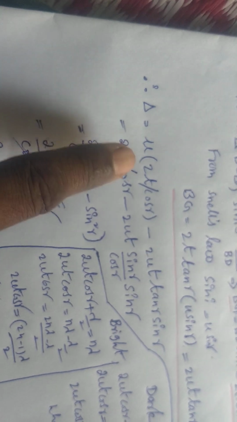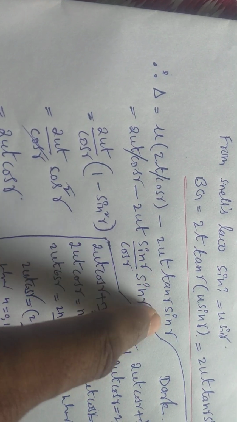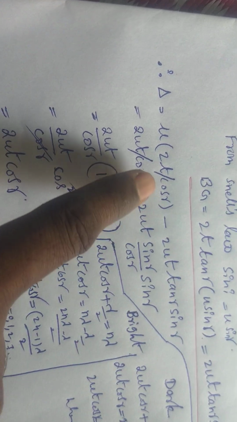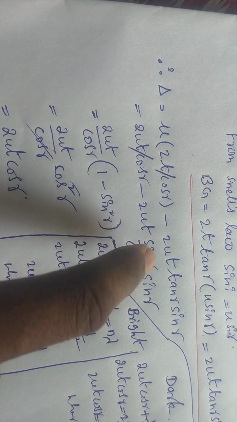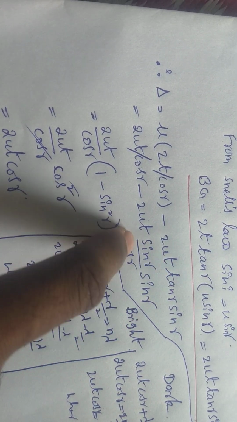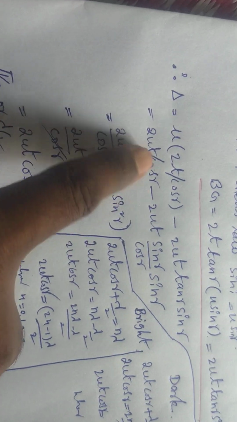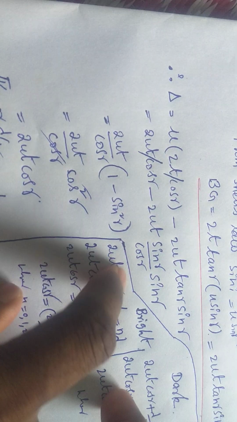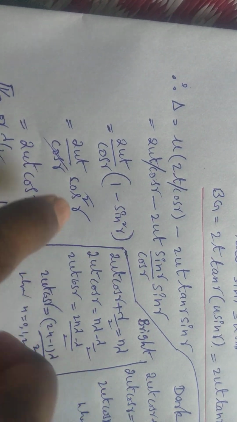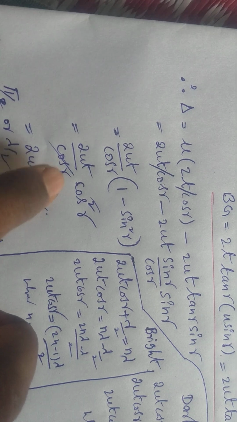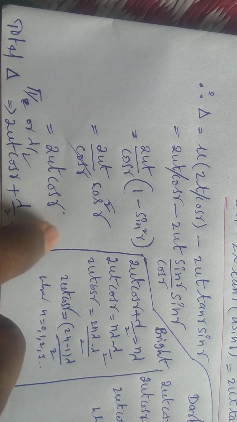So delta equals mu into 2T by cos R minus 2 mu T tan R into sin R, that is 2 mu T by cos R minus 2 mu T sin R by cos R into sin R. Taking 2 mu T by cos R common, we get 1 minus sin square R, so 2 mu T by cos R into cos square R. So the path difference equals 2 mu T cos R.